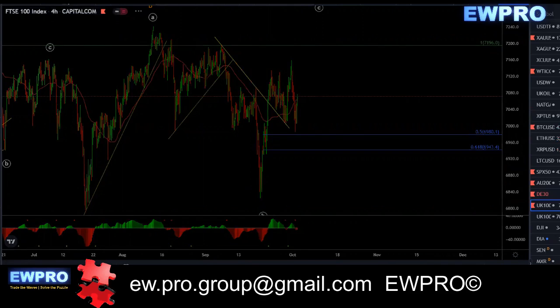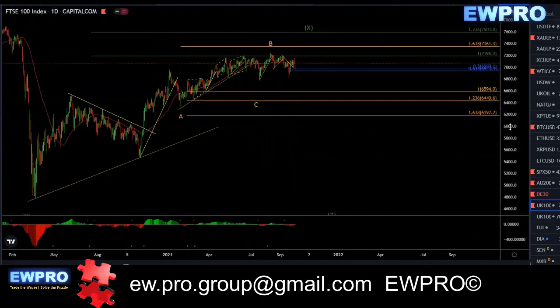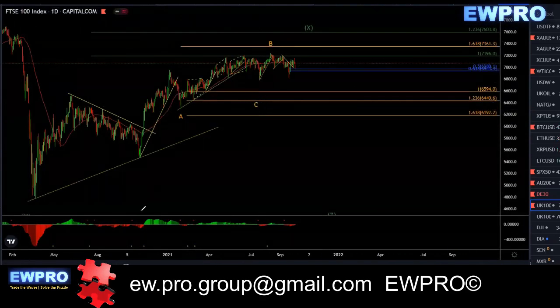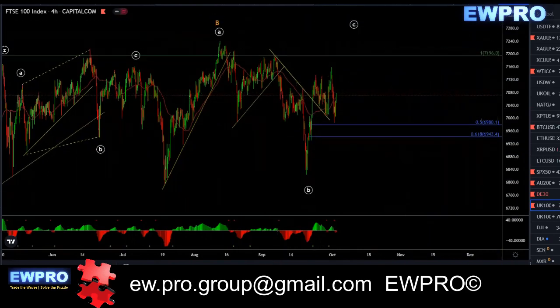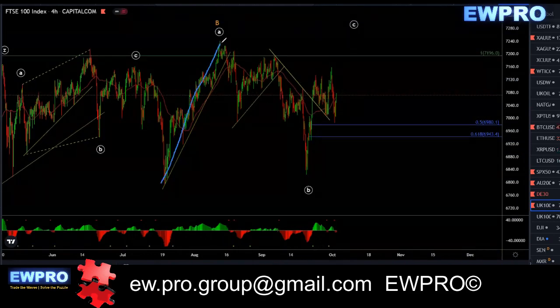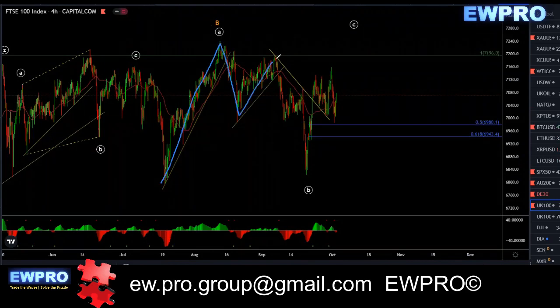Looking at the FTSE on the daily, again, nothing's changed on the daily. We've got heaps of bearish divergence. Very risky to be buying at the top. On the H4, we're looking at this A. We're just looking for an A, B, C in here, and then a C up. Instead, this came down very deep. This was very deep here. So we're just looking for that A, B, C.